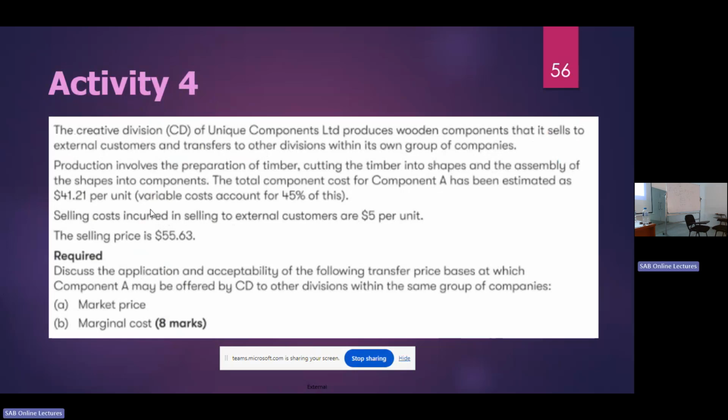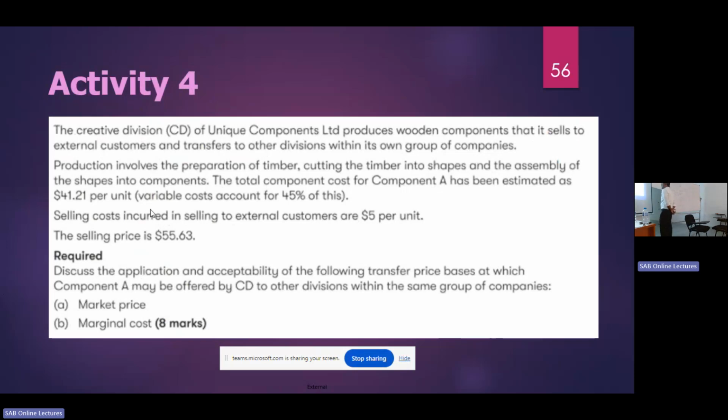The creative division CD of Unique Component Limited purchased wooden components that it sells to an external customer and transfers to other divisions within its own group of companies. Production involved the preparation of timber, cutting timber, sharpening and assembling shapes to the components. Total component cost for component A is estimated as 41.21 per unit. The variable cost accounts for 45% of this. Selling cost incurred by selling to external customers is 5. And the selling price is 55.63.